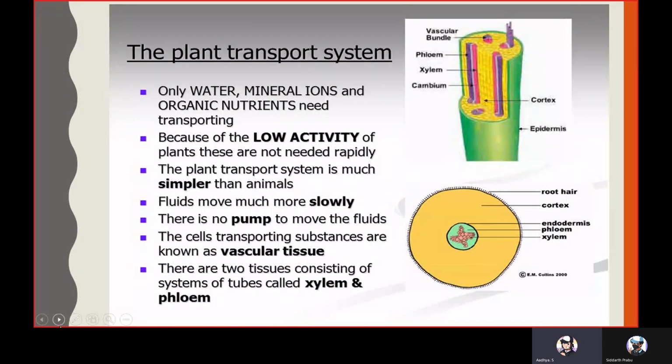The plant transport system. Only water, mineral ions, and organic nutrients need transporting. Because of the low activity of plants, these are not needed rapidly. The plant transport system is much simpler than in animals. Fluids move much more slowly. There's no pump to move the fluids. The cells transporting substances are known as vascular tissue. There are two tissues consisting of systems of tubes called xylem and phloem.